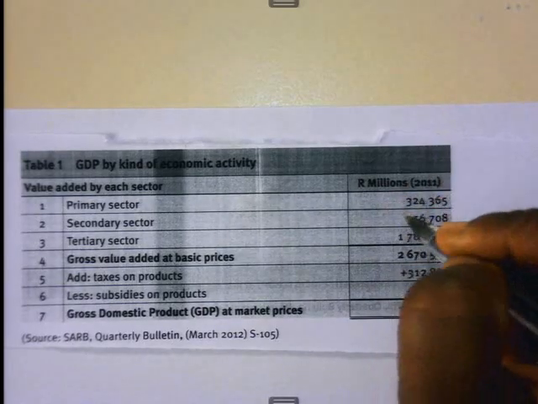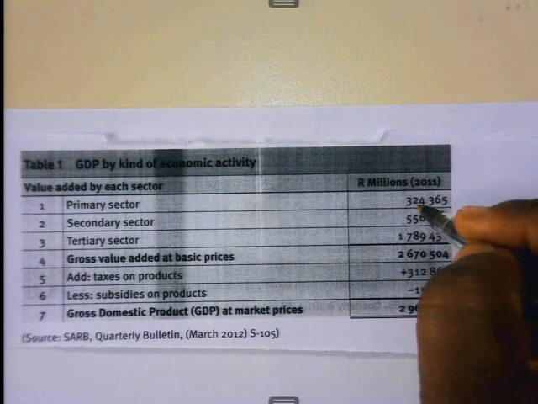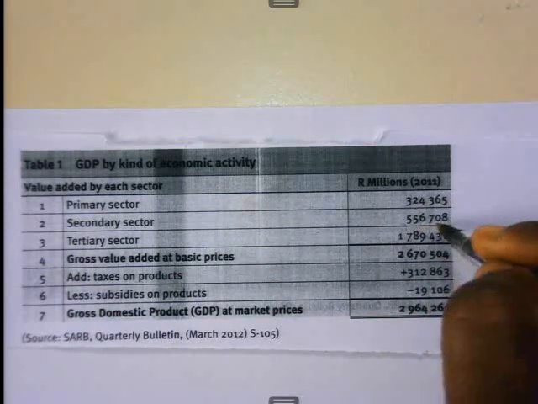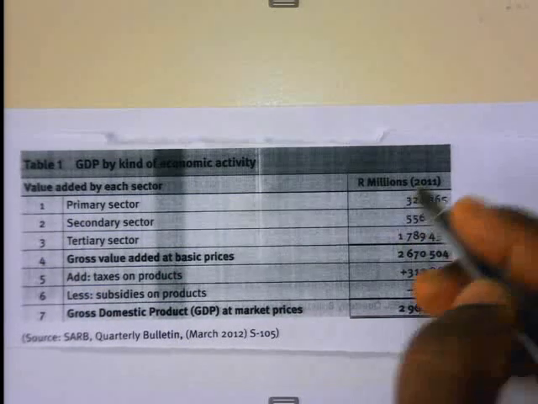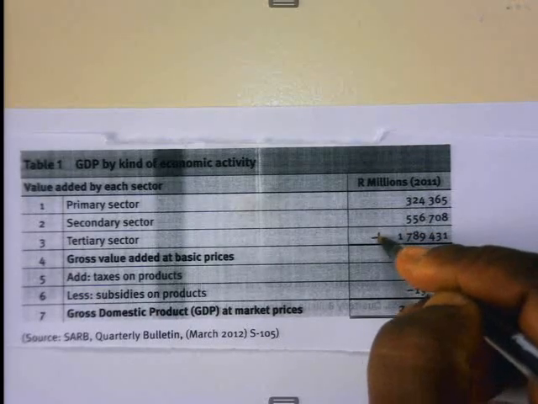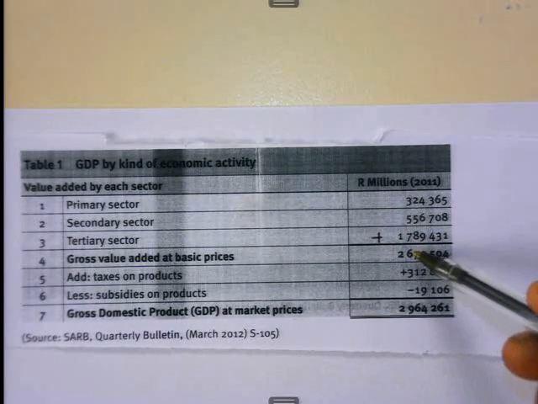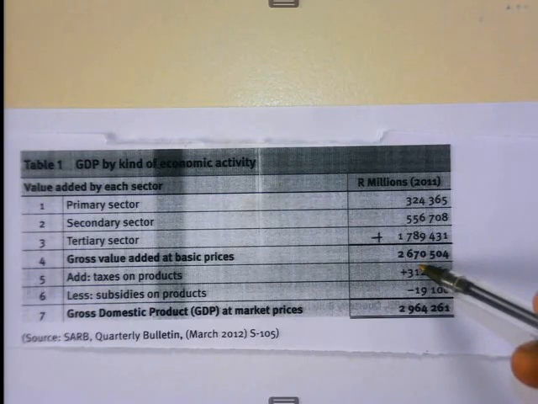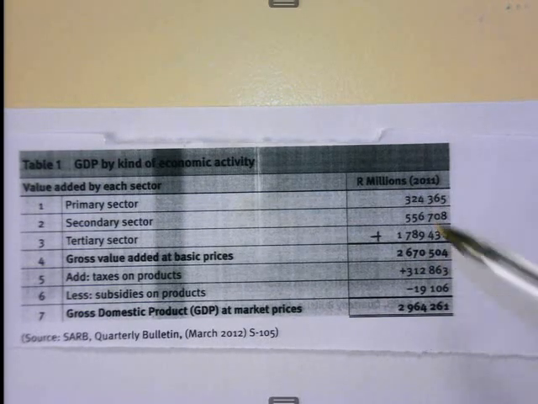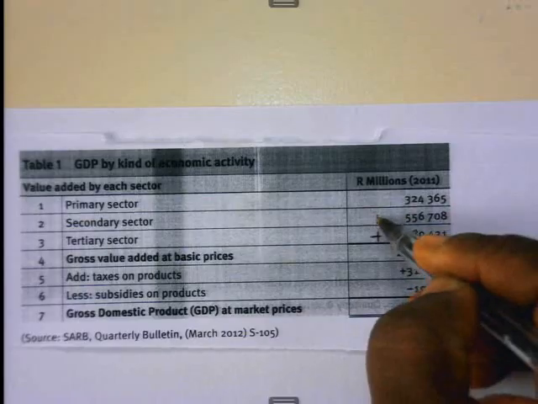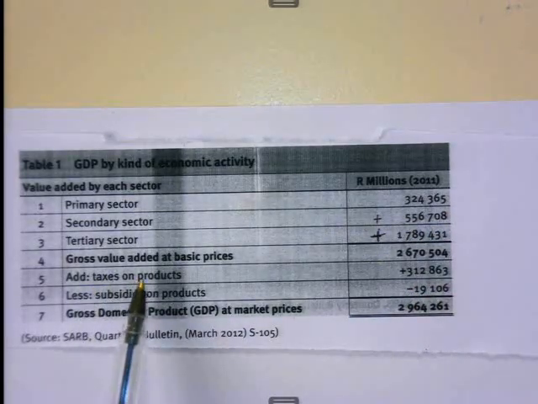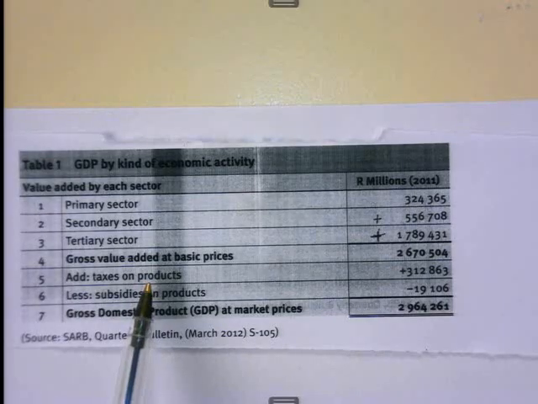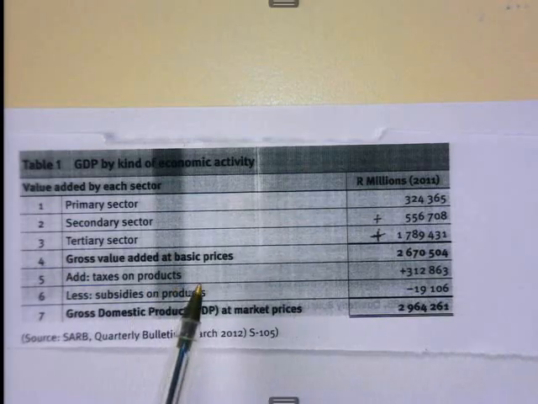We are going to add 324,365 to 556,708 and 1,789,431. If you add all these, you are going to get your answer as 2,670,504 million rands. So we are going to add all these values so that we get to gross value added at basic price.